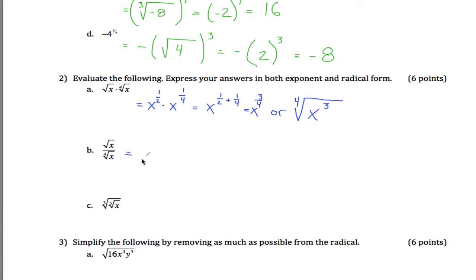Okay, same idea down here, maybe a little bit faster. This is x to the 1/2 times x to the negative 1/4.